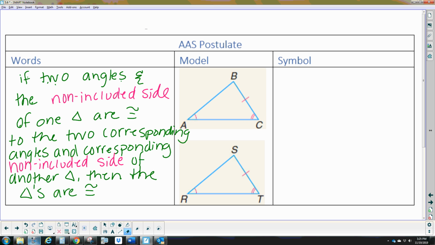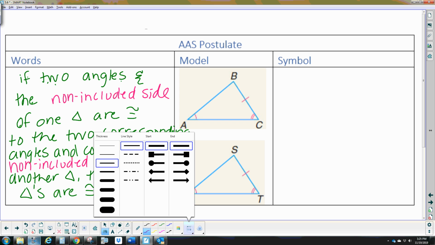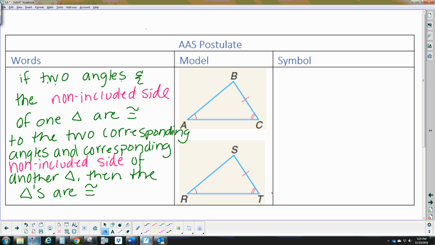We have two adjacent angles and a non-included side, congruent to two adjacent angles and a non-included side. And these non-included sides and angles all correspond within the two triangles. So A corresponds to R, T corresponds to C, and BC corresponds to ST.